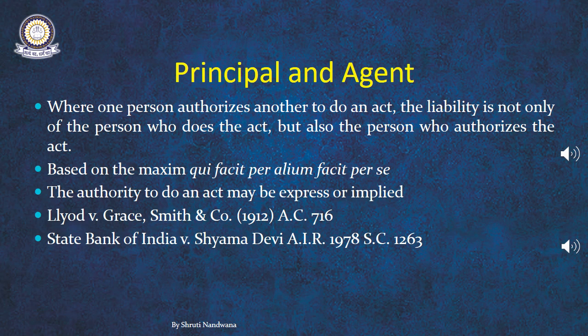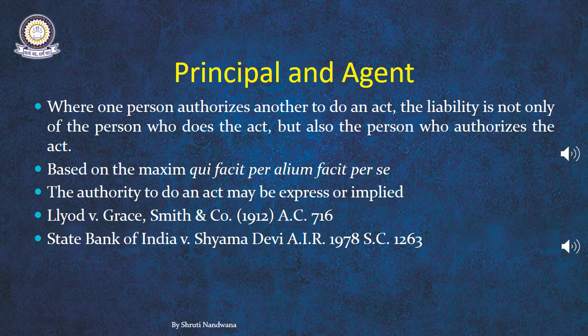So in this case, if an agent does any authorized act and if any tort is committed in this duration, the principal will be held liable. Now, the authority to do an act may be either express or implied. The principal generally does not expressly ask the agent to do a wrongful act. But when the agent acts in the ordinary course of the performance of his duty as an agent, and if any wrongful act is done in this course, the principal becomes liable.